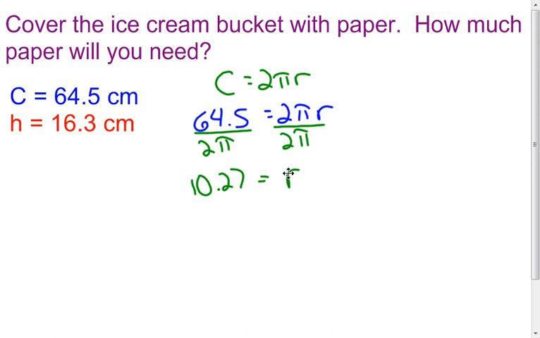Just do a little mental math. 64.5 is pretty close to 60. I know it's not exactly there, but I'm just doing some mental math. Pi is close to 3. Well, 2 times 3 in the denominator is 6. So I'm going to have 60 divided by 6. It's going to have to be somewhere around 10. If you get a number that's not even close to 10, check your work.